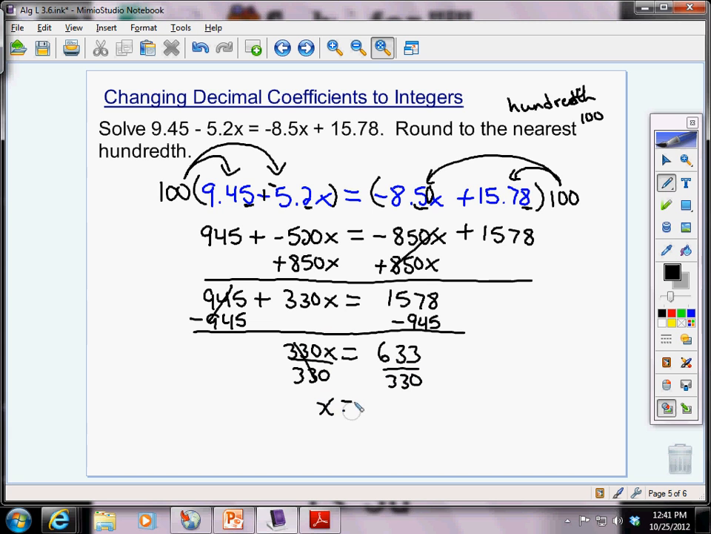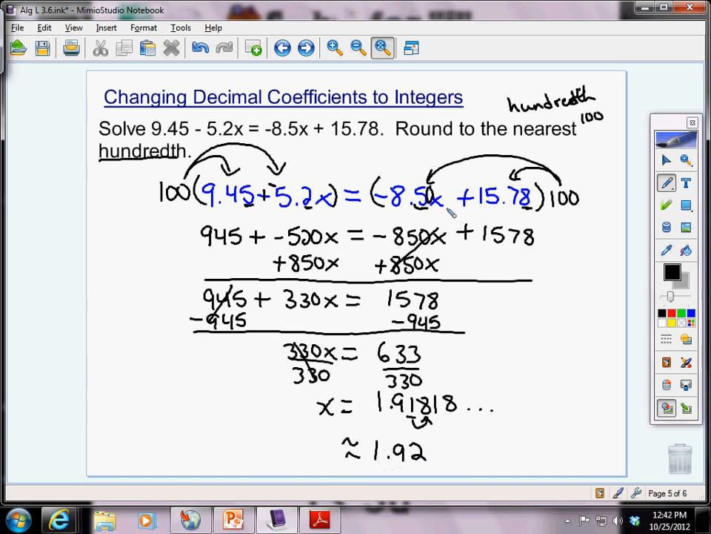x equals a nice long decimal, 1.91818, and so on and so forth. Since it says now to round to the nearest hundredth, tenths, hundredths, our 1 is in the hundredths place. Look at the digit behind that. Since 8 is 5 or greater, we're going to round this 1 to a 2. So this becomes approximately 1.92.